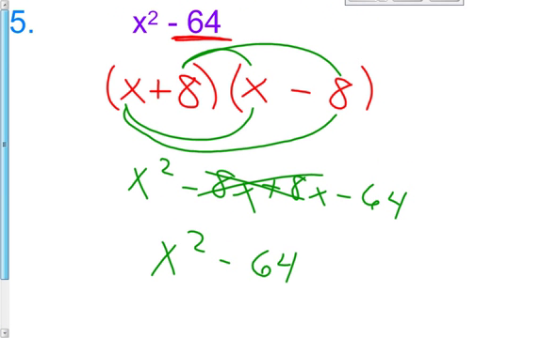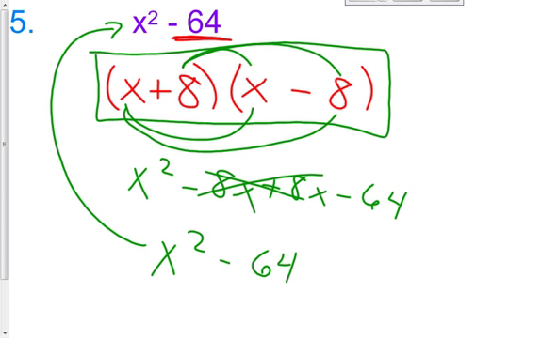Is this what we started off with? X squared minus 64, x squared minus 64. So this is an example of the difference of two squares. Whenever you see the difference of two squares, it's basically the same binomial, except for one change. One has a positive sign and one has a negative sign.